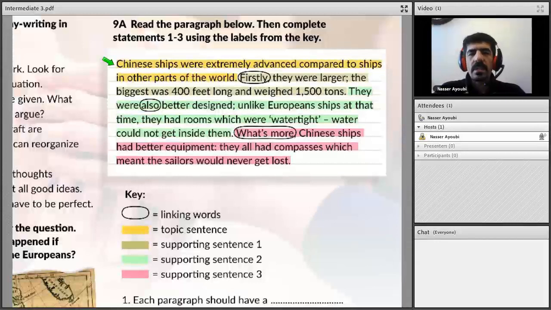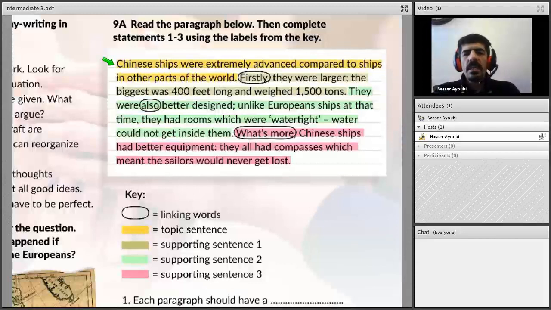Each topic sentence, each supporting sentence, as you see, talks about one aspect of the controlling idea. The controlling idea says they were extremely advanced. So what do you mean by advanced? Why were they advanced? Because 1, they were larger. 2, they were better designed. 3, they had better equipment. Okay, 3 aspects of the topic sentence and controlling idea.